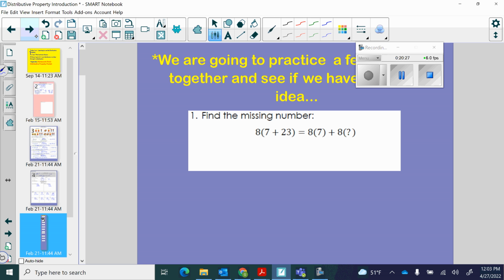Quickly, guys. Does everybody have their paper out and numbered? Raise your hand if you are not ready. Quickly, please. 1 through 12.